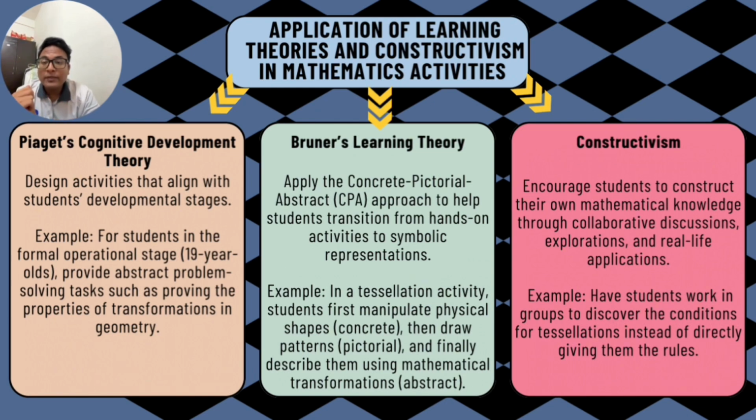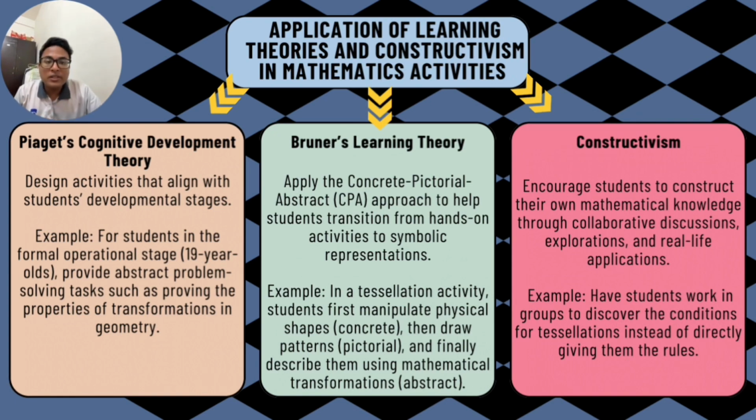The second one is Bruner's learning theory. Apply the concrete, pictorial, abstract, which is the CPA approach, to help students transition from hands-on activities to symbolic representation. For example, in a tessellation activity, students first manipulate the physical shapes, which is the concrete, then draw a pattern, which is the pictorial, and finally describe them using a mathematical transformation, which is the abstract. So it helps students gain more knowledge and understanding about tessellation.